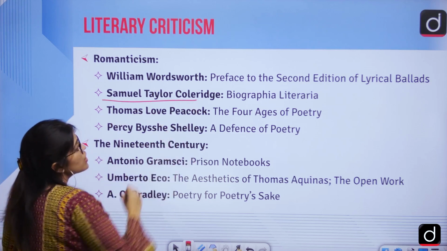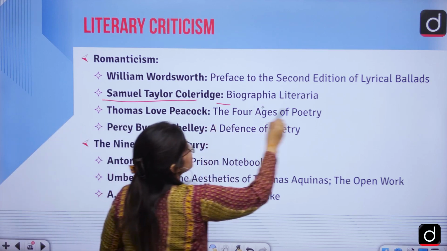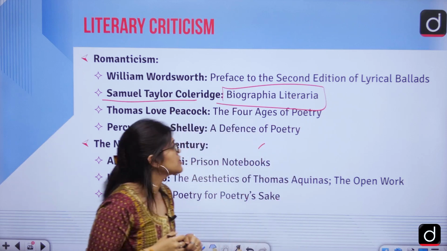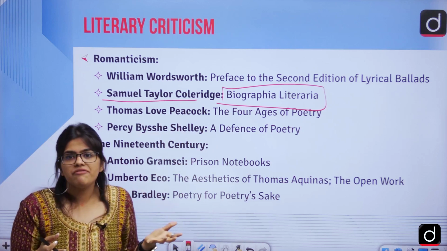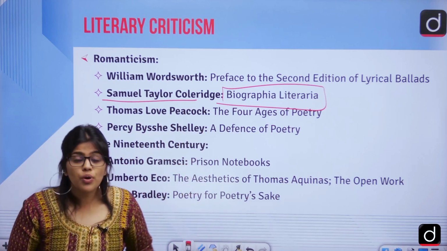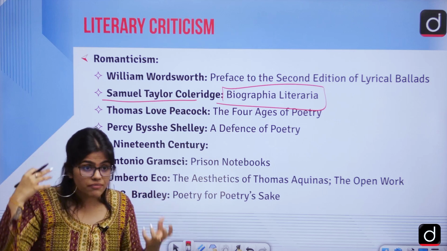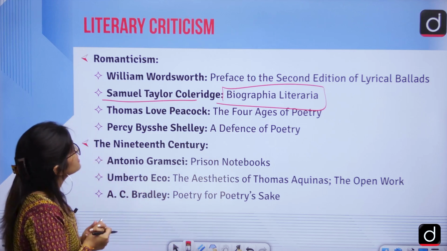Then comes your Coleridge, and Biographia Literaria is something you have to read in greater detail. They'll ask you about the distinction between fancy and imagination: what do you mean by fancy, what is imagination, what is secondary imagination, what is primary imagination. All of these things are important.